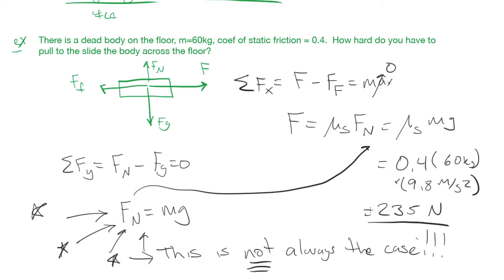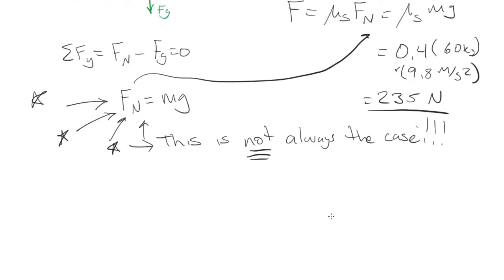Any other questions? Nope. Okay, let's introduce kinetic friction. So that was static friction, no motion between the two objects. Once you break that barrier, you get into kinetic friction. So we'll do that next.